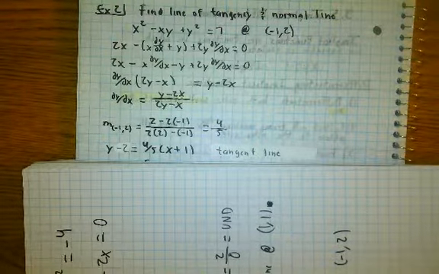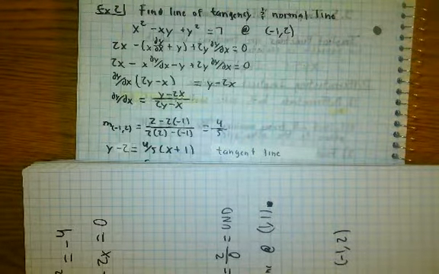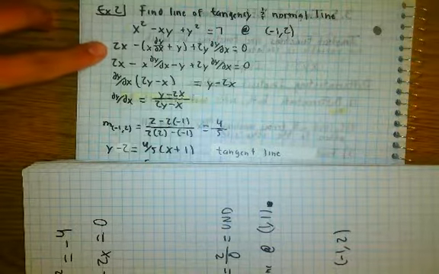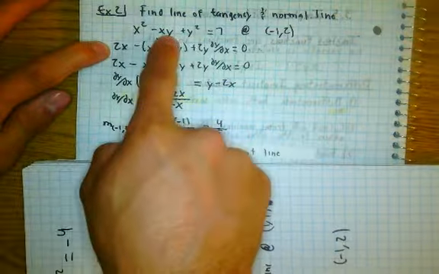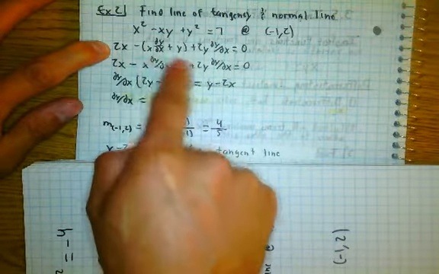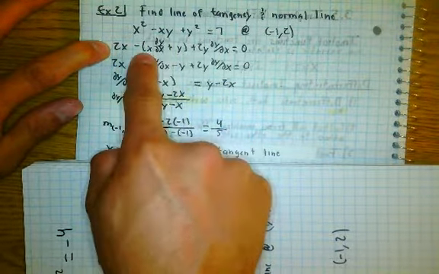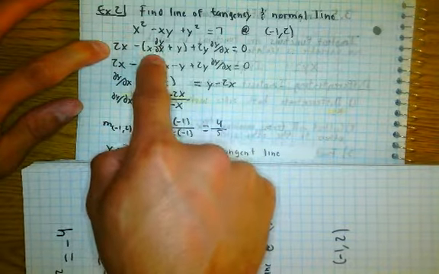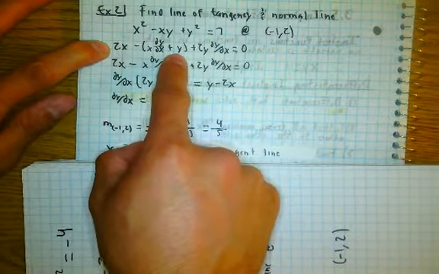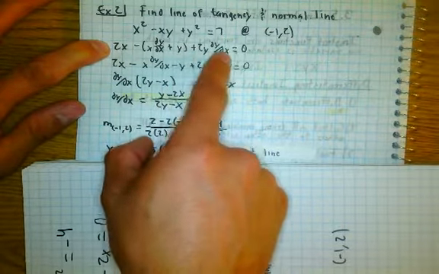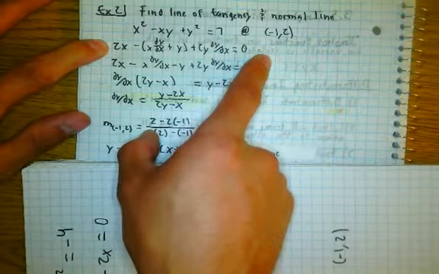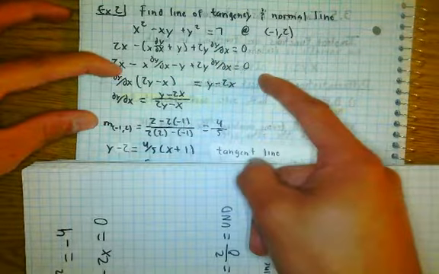Okay, so check your answer. When I started taking the derivative of this, x squared, the derivative of that will be 2x. You have a product here, so I put minus, and the derivative of this product ends up being x times dy/dx plus y, or y plus x dy/dx, okay? Plus 2y dy/dx is equal to 0.